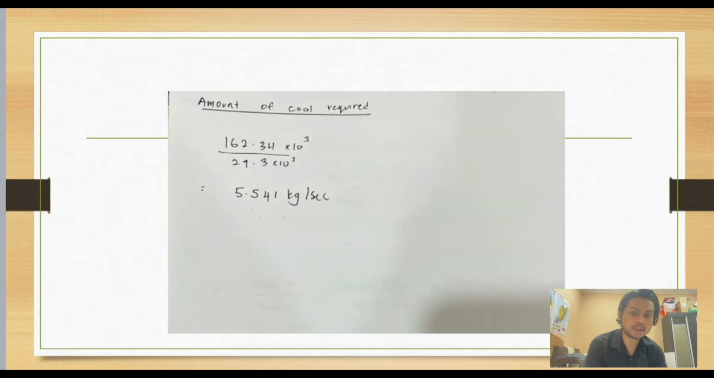And lastly is the amount of coal required. So we just use a formula: 162, where we got 162 from the heat required. So 162 divided by 29,300 kilojoule, so we get 5.541 kilogram per second.